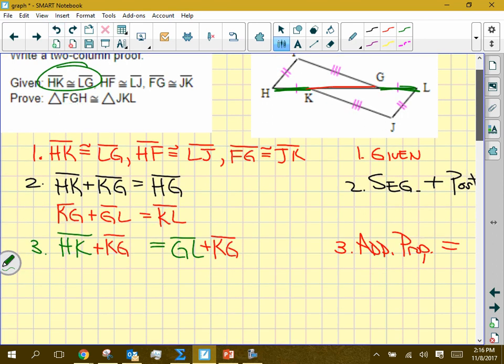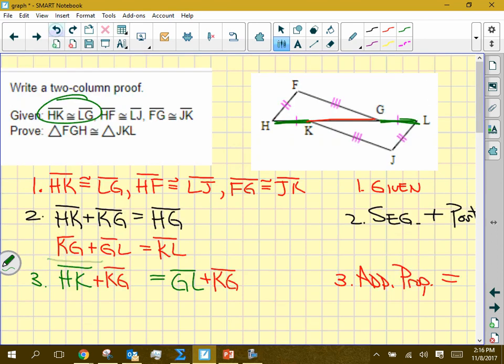Do you have somewhere in your proof where you have already identified HK plus KG as something? Look in the lines above it. Is there somewhere up there that we have referred to as HK plus KG? Yes. The segment is something. Okay, you said HK plus KG is right here, right? So what can I replace HK plus KG with? HG. So I'm going to replace it in line number 4. I'm going to replace this with what it's equal to, HG.